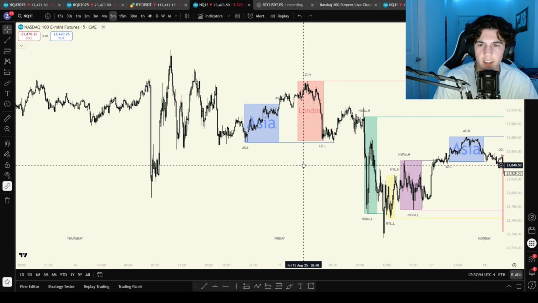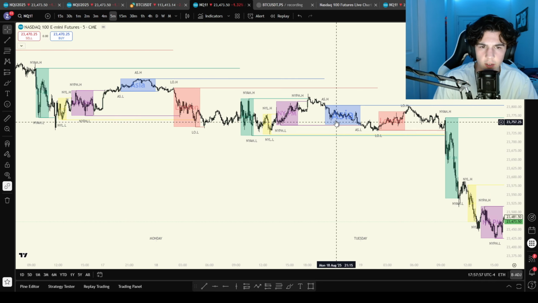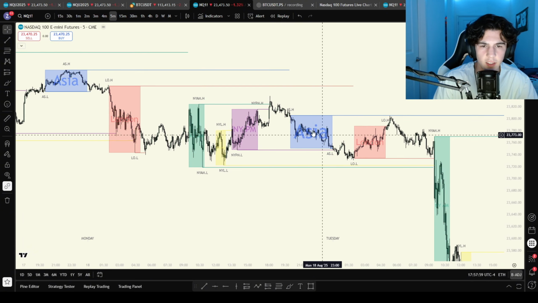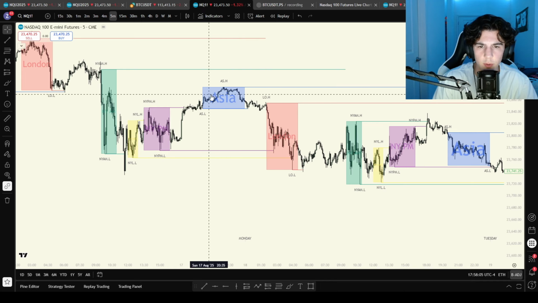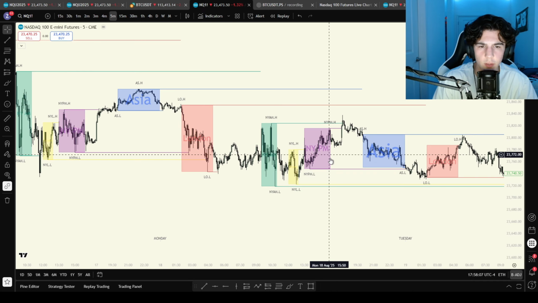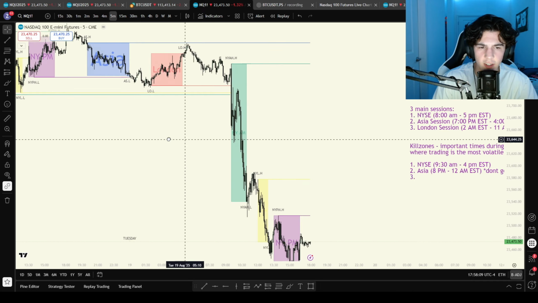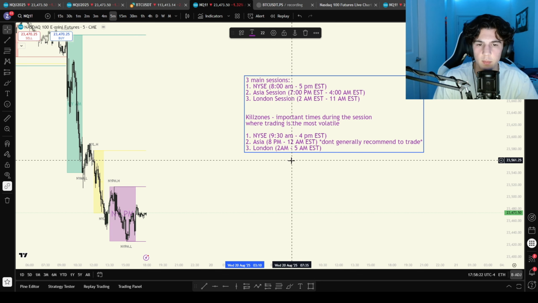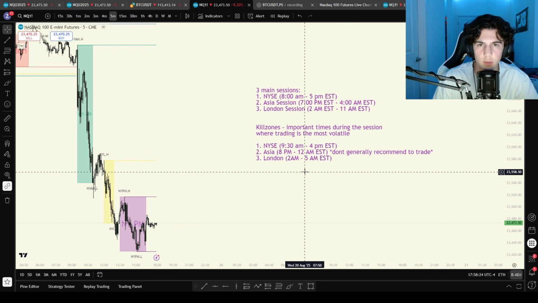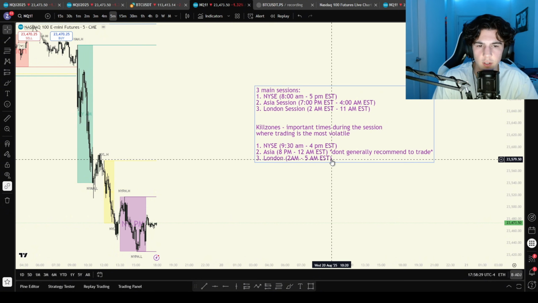And if we just go back and look, you can see the moves are on average not quite as big. You can see it was a little bigger than London, but here Asia didn't really move a whole lot. London moved a lot. New York moved a lot. Asia kind of didn't. But the last one would be London, which would be 2 a.m. to 5 a.m. EST. And a lot of people who have different sleep schedules or genuinely live in Asia or Europe, that's probably going to be your best bet for the session to trade.